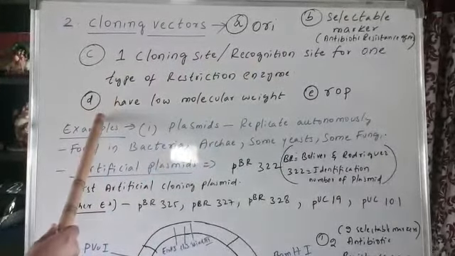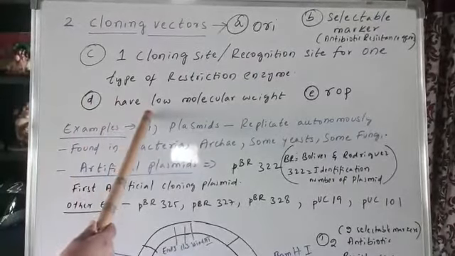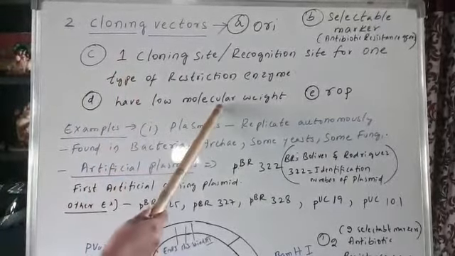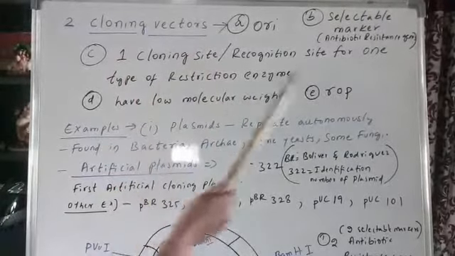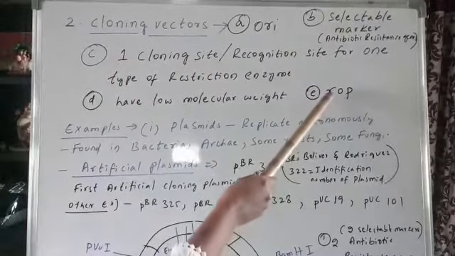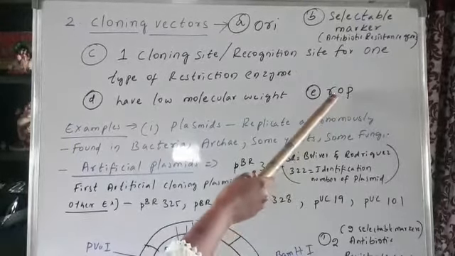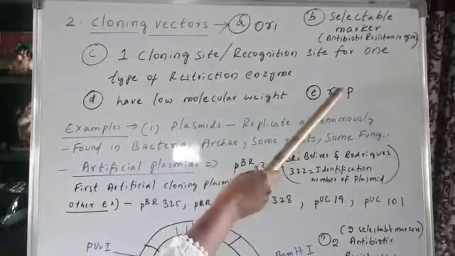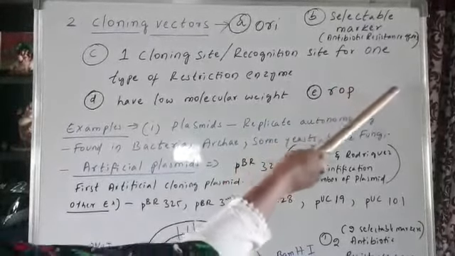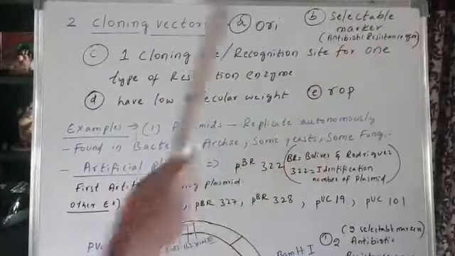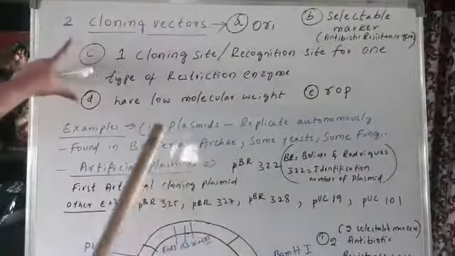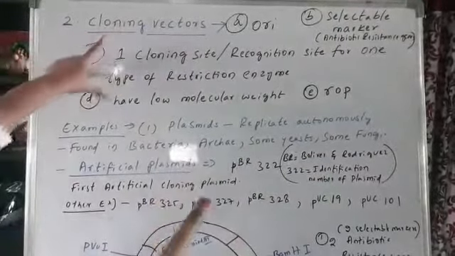The next important property is that it should have a low molecular weight, or small size. And the cloning vector should also have a region of protein. This is a gene sequence on the cloning vector which produces proteins, and these proteins are involved in the replication of the cloning vector. So these are the important properties of the cloning vectors.